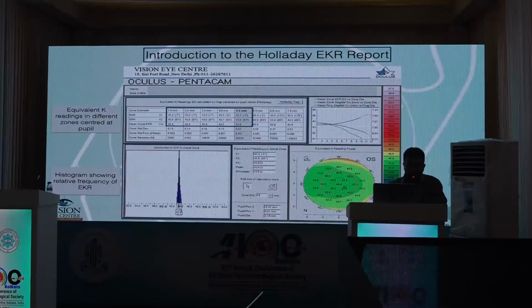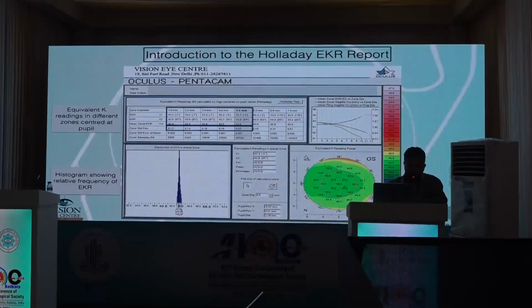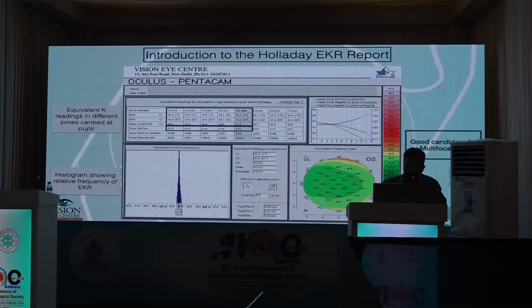When you look at the K values also across different zones, you can see that these are quite consistent across the different zones. And that again indicates that this is quite a healthy cornea, even though this individual has undergone refractive surgery in the past. So here, I would not hesitate to use even a multifocal IOL. There is, in this particular case, no need for a toric IOL because as you can see, there is not much astigmatism.